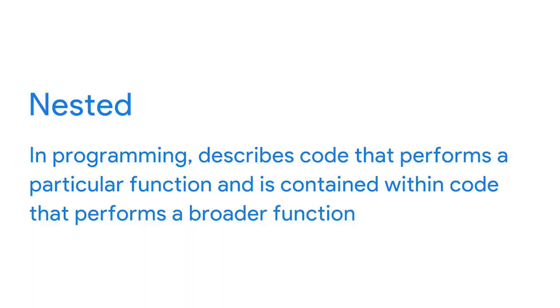So instead of typing out functions contained inside other functions, you could use the pipe operator to do the same work. In programming, we describe this as nested. Nested describes code that performs a particular function and is contained within code that performs a broader function. You can think of a pipe as a way to code the phrase "and then."